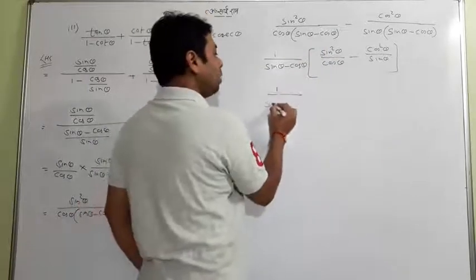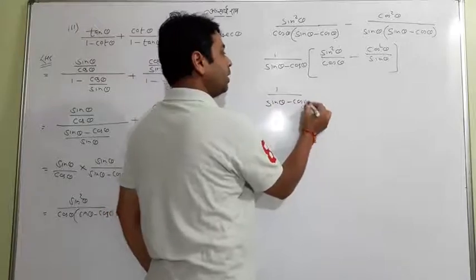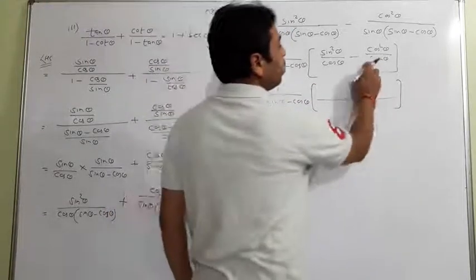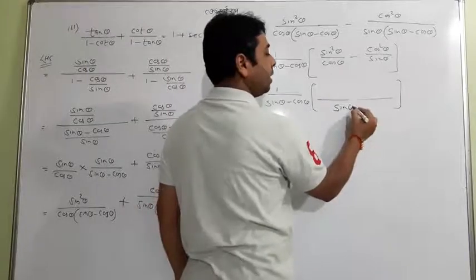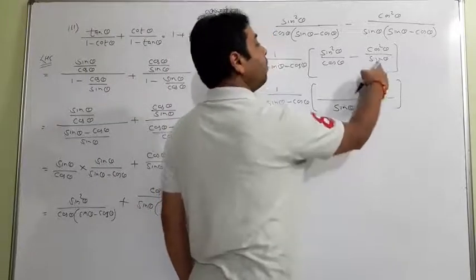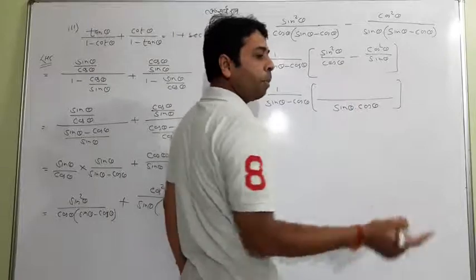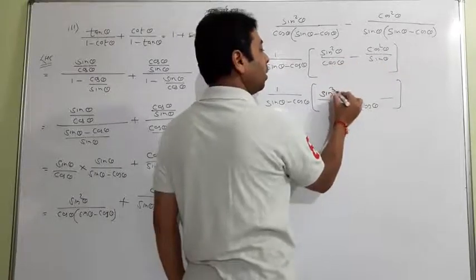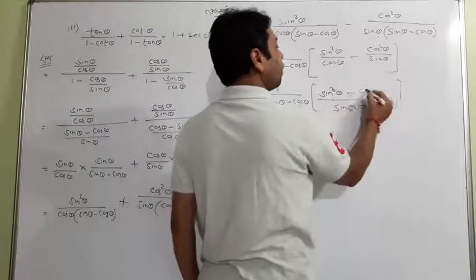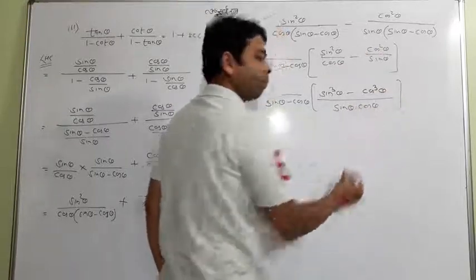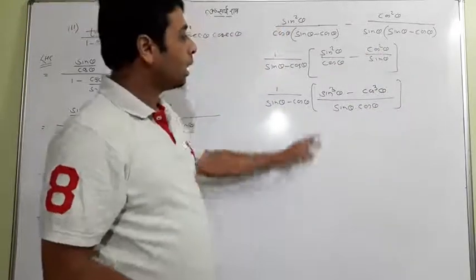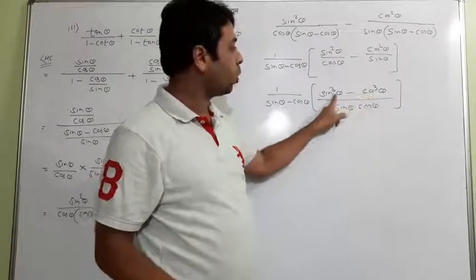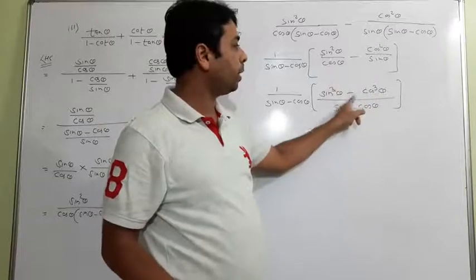Now what we'll do is take an LCM. Sine into cos, definitely sine theta into cos theta. And whenever we multiply these two, what is the simple method of LCM? Sine into sine square will be sine cube theta, and cos into cos square will be cos cube theta. That's simple. Now we have a simple term coming, a cube minus b cube. Look, this is called a, this is called b, a cube minus b cube.